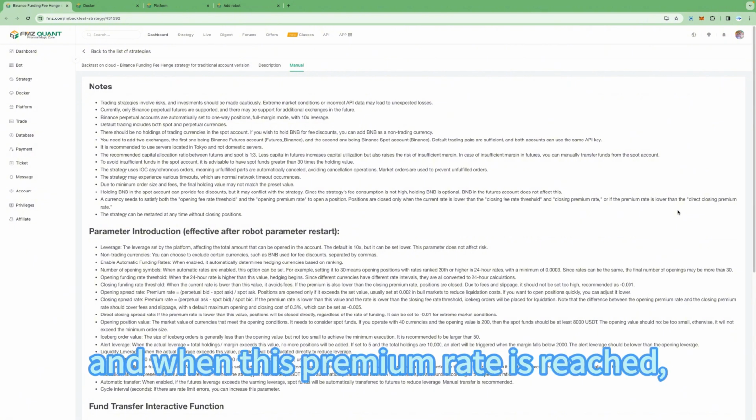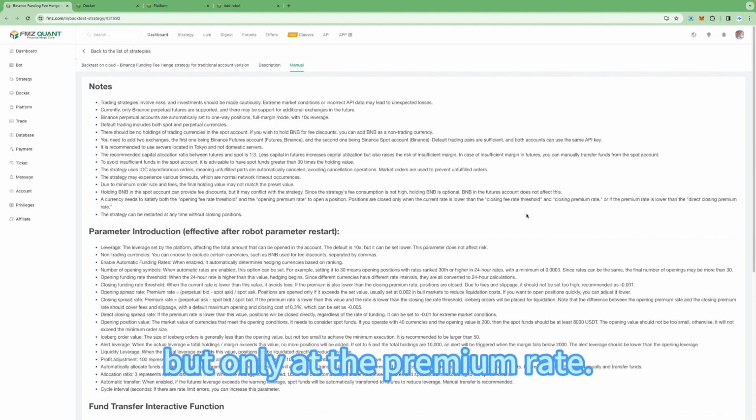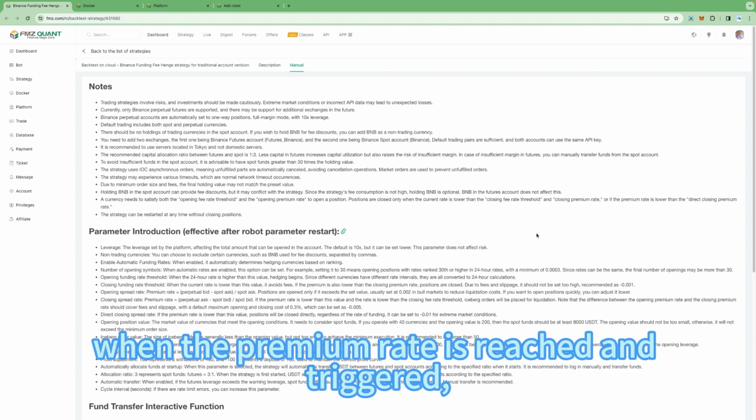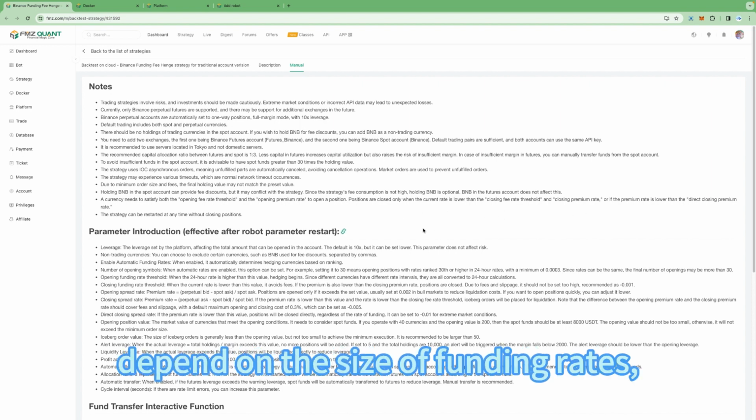And when this premium rate is reached, we do not look at the funding rate, but only at the premium rate, as long as the premium is negative when the premium rate is reached and triggered. The position will be closed directly. This condition does not depend on the size of the funding rate.